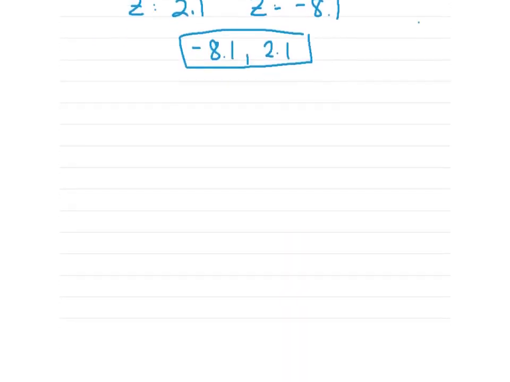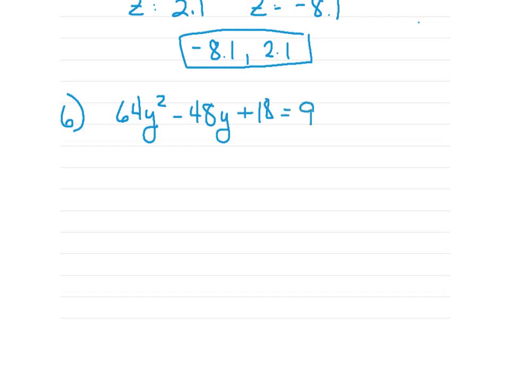Number 6, I'll do this one with you. 64y squared minus 48y plus 18 is equal to 9. So here we need to employ the zero product property. So let's start by making this equation equal to 0, subtracting 9 from both sides. 64y squared minus 48y plus 9 is equal to 0.